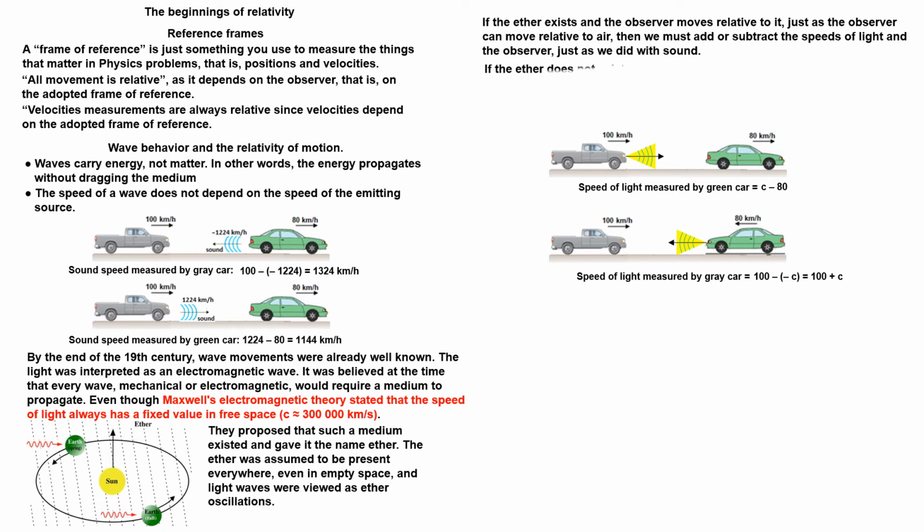If the ether does not exist, the speed of light is absolute and, therefore, its measurement will not depend on the observer. Pay attention in the figure again.